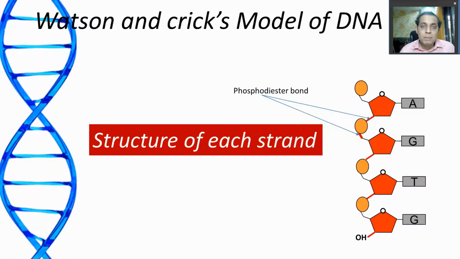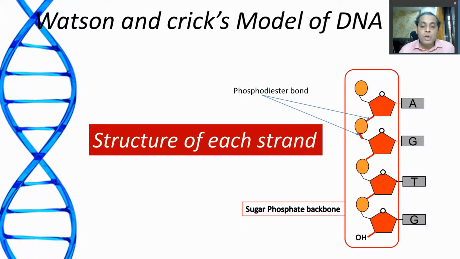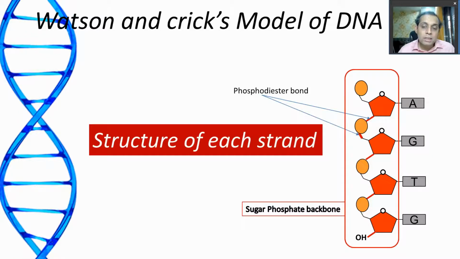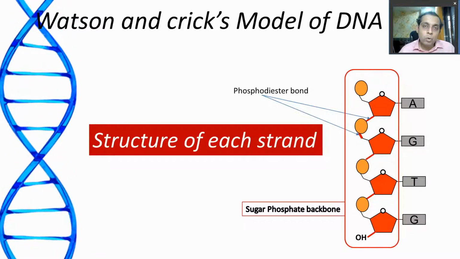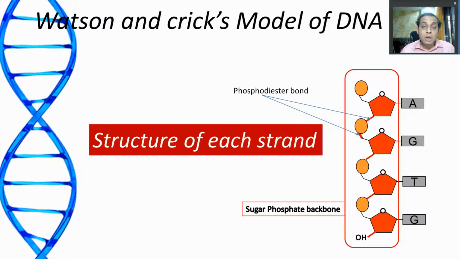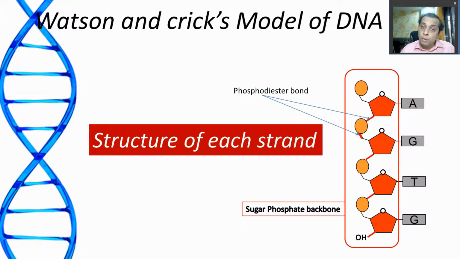Now, what is called the backbone of DNA? The DNA backbone is basically the sugar and the phosphate together, called the sugar-phosphate backbone of the DNA. The nitrogen bases do not form a part of the DNA backbone.